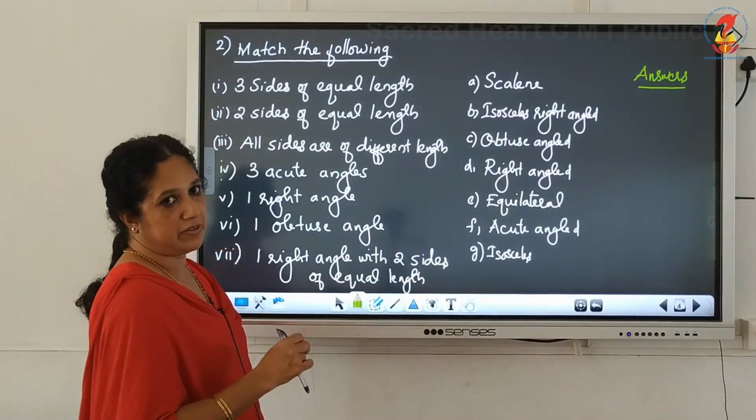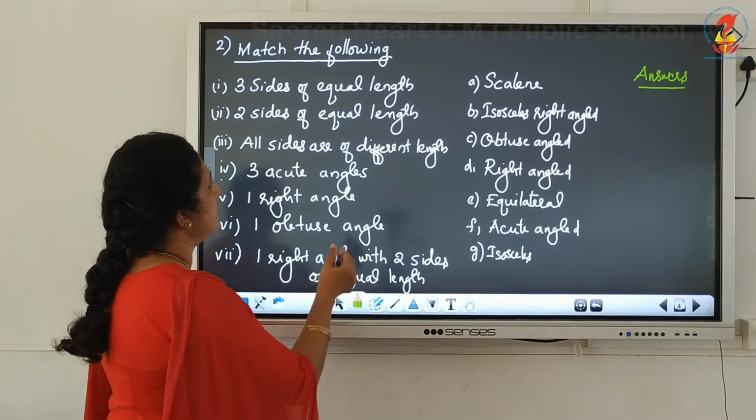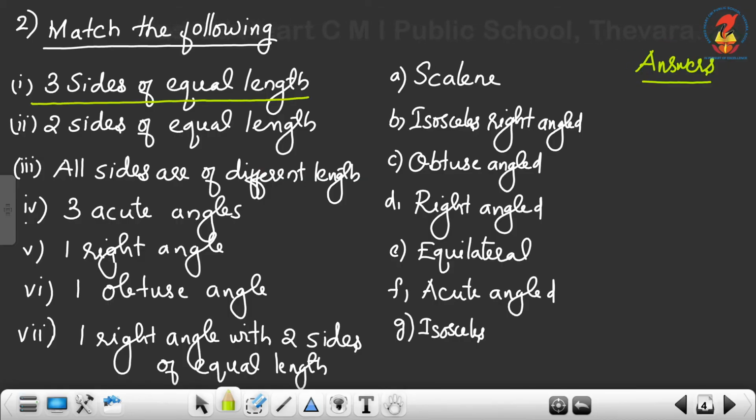Now, next one, match the following. Three sides of first one, three sides of equal length. All the three sides are of same length. The name of the triangle is equilateral triangle. So, the first one, the answer is E. Then, second one, two sides of equal length. When two sides are of equal length, what is the name of the triangle? It will be an isosceles triangle. So, the answer is isosceles triangle.